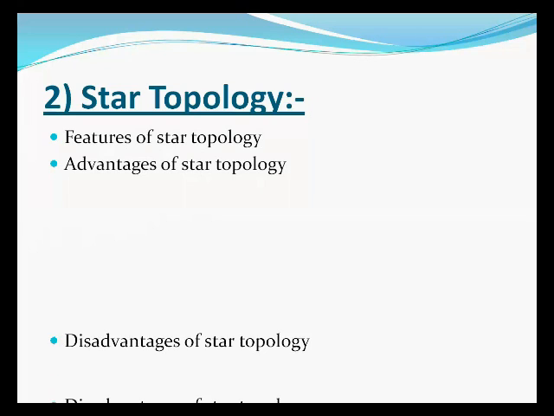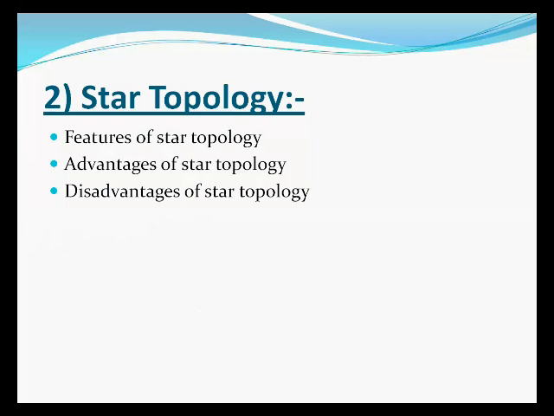Now, disadvantages of star topology. If the hub goes down, everything goes down. None of the devices can work without the hub. The hub requires more resources and regular maintenance because it is the central system of the star.